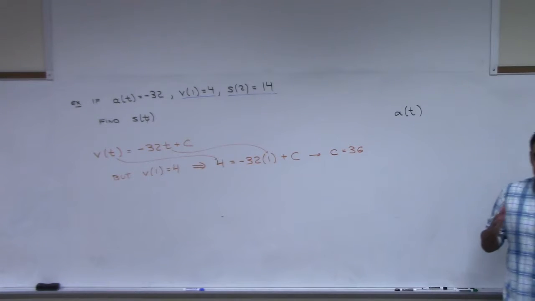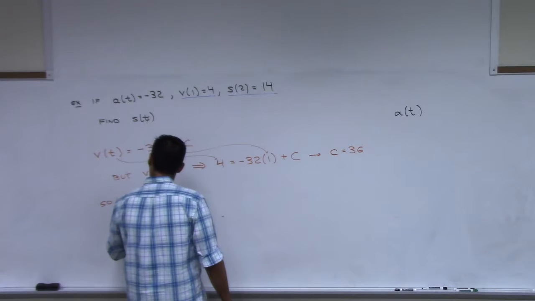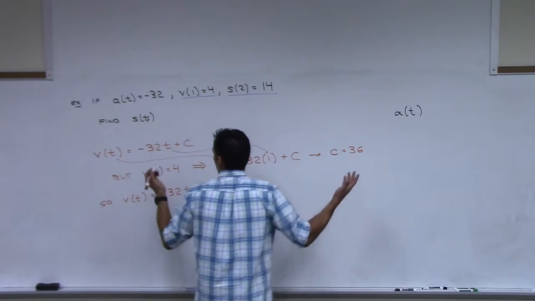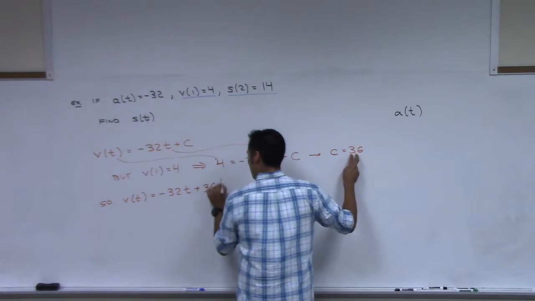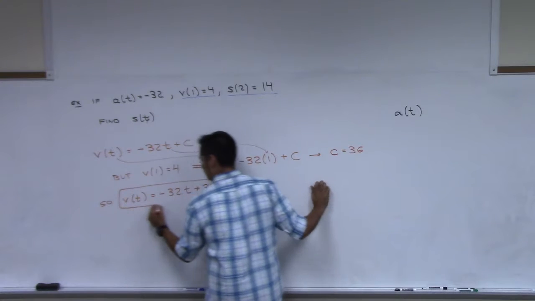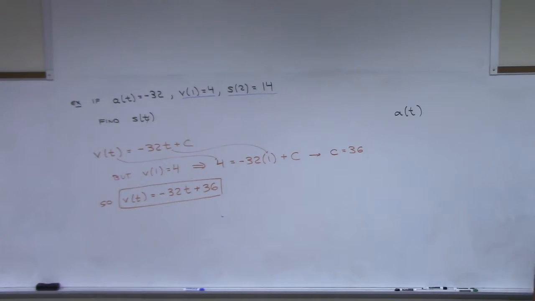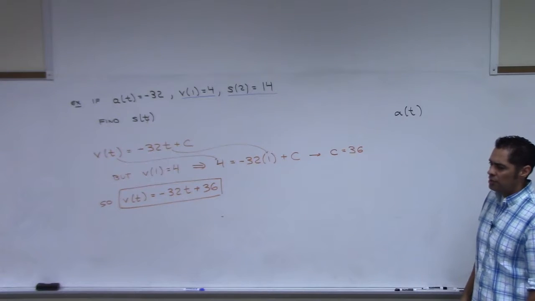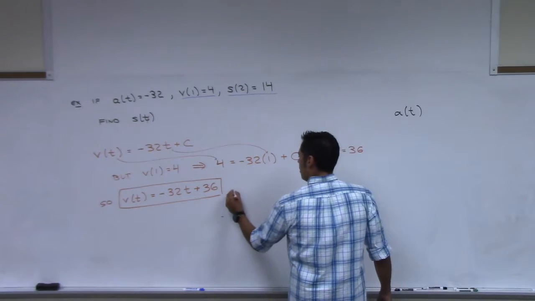So now I know V of t. So V of t is no longer negative 32t plus some number I didn't know. It's actually negative 32t plus 36. That is my velocity function. That's a specific line on that family. And now I just do it again, right? I just go backwards one more time. Any questions?